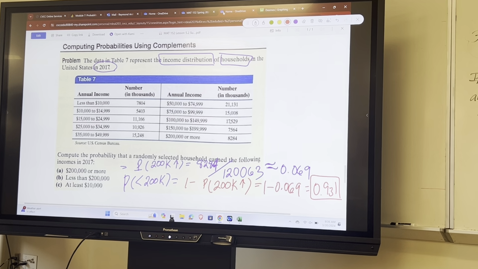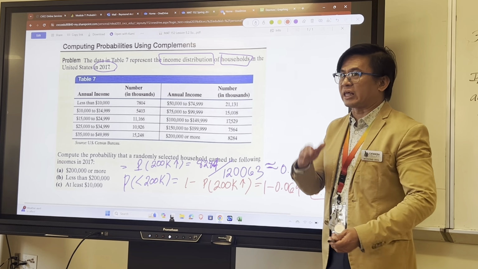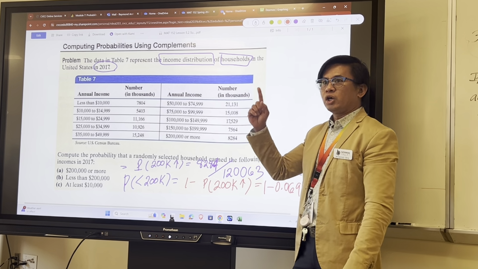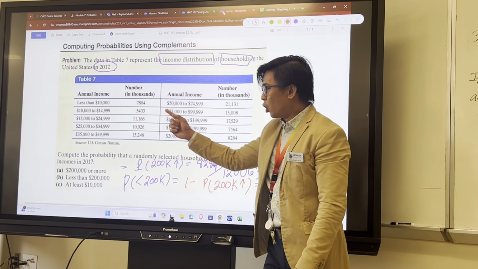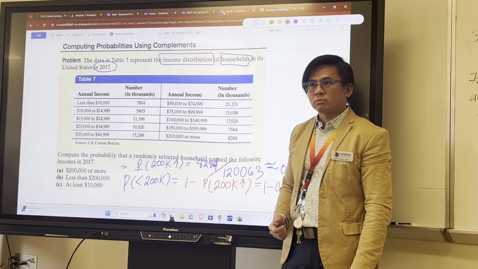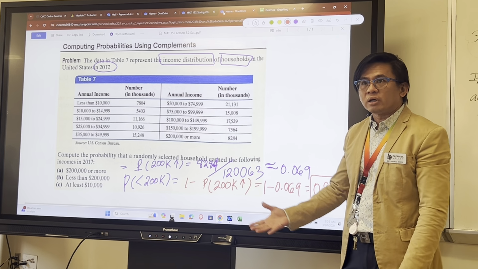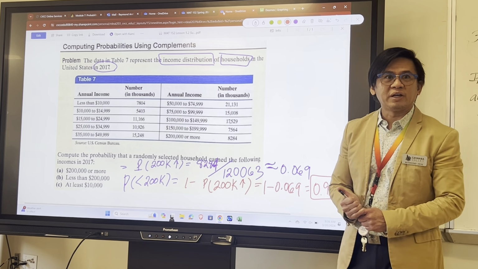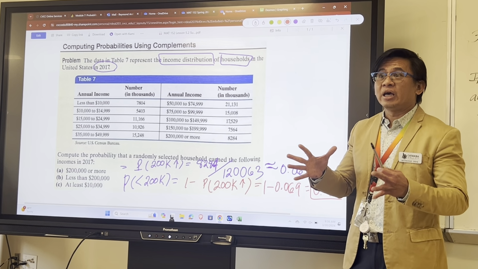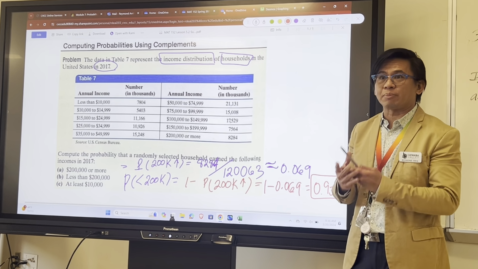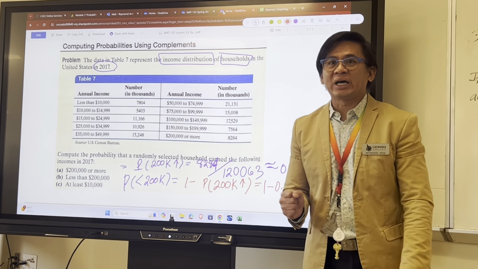So what's the good deal with this? The good deal with the complementary event is that when you say less than 200,000, you don't need to add everything in here just to get that. Why? Well, you already know what this one is, right? Then yes, just use the complementary event. Get it? Okay. So it saves you time and it gives you a little bit more in-depth analysis about probability. Last one in here, letter C.